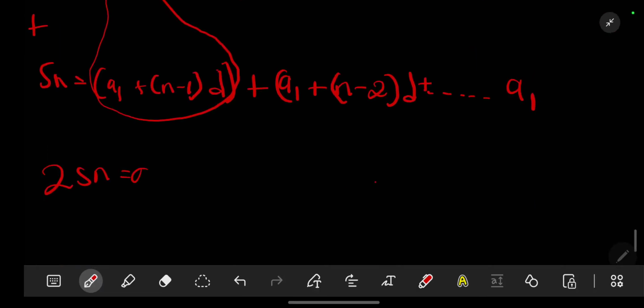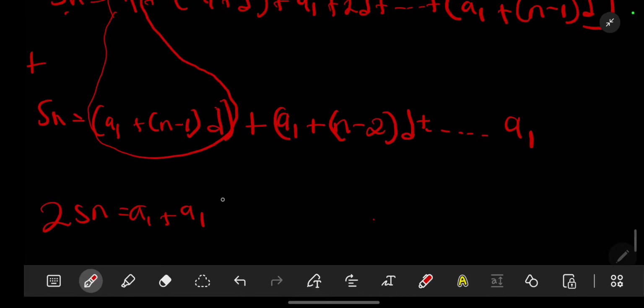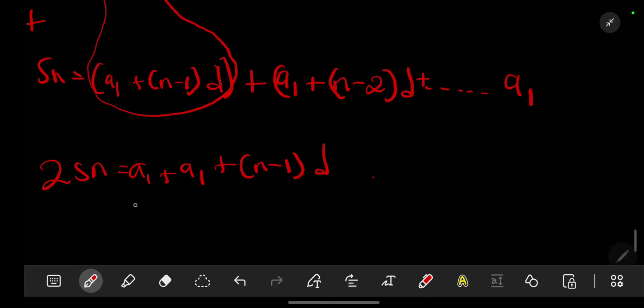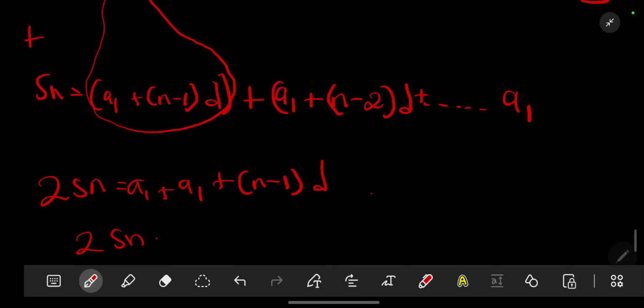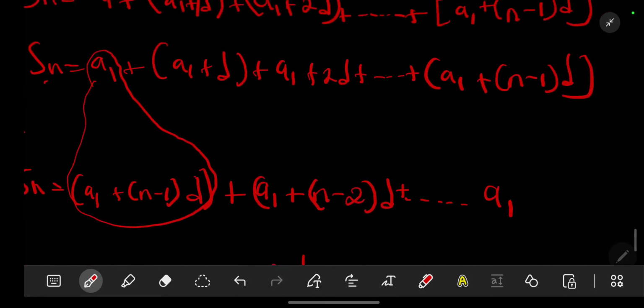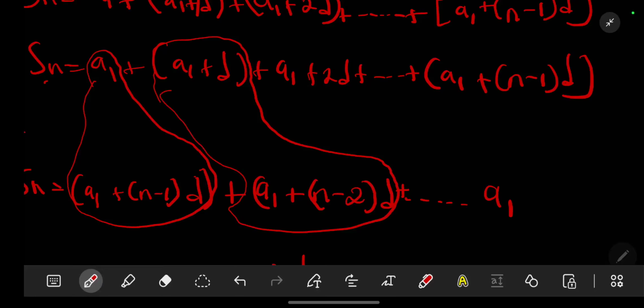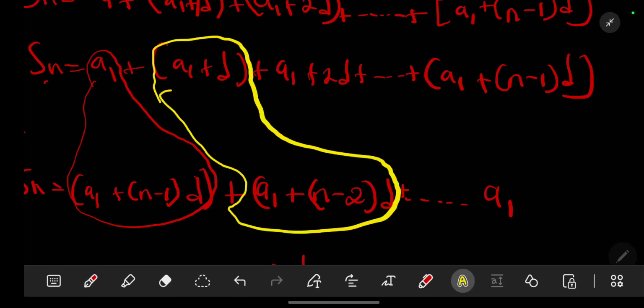So we have our a1 plus our a1 plus our n minus 1 times our d. What do we get? We have 2Sn like that. This should be equal to, so this is not the only one that we are adding. This is just for the sake of understanding what's going on. Let's say now we add this and this. So adding this and this, we are going to have something like this.